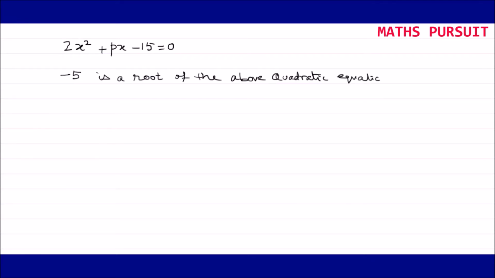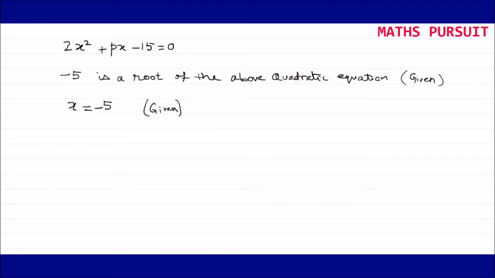So what does this mean? It is given that minus 5 is the root of the above quadratic equation. If minus 5 is the root, then we should understand that x is equal to minus 5. This is what is being given, because minus 5 is the root of the above quadratic equation. So we are considering x equal to minus 5.